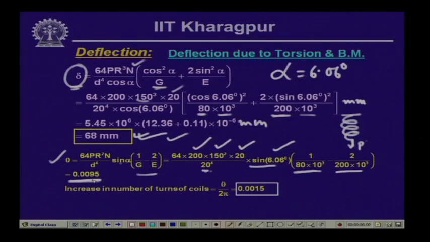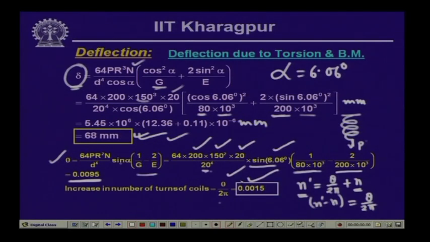So, once you simplify this expression, you will find that the value of theta equals 0.0095. As we had seen, n dashed, the increase in the total number of coils, is equal to theta by twice pi plus n. N is the number of turns that we had initially, and n dashed is the number of turns after this angular rotation. So, the increase in the number of turns is n dash minus n, which equals theta by twice pi, and this is what has been computed here. Theta by twice pi gives us a value of 0.0015.